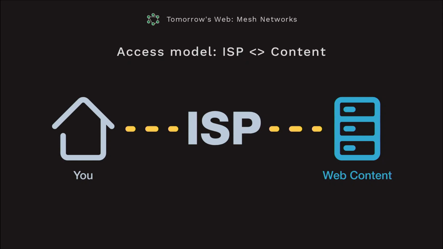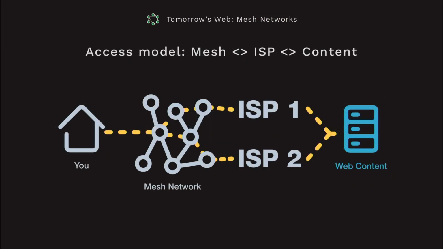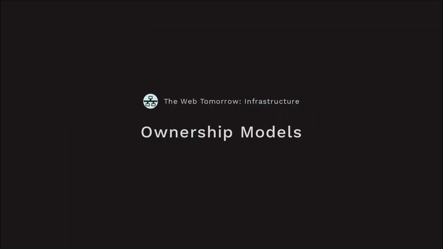This is an oversimplified model of how we access the internet today. We connect to an ISP, and in turn, they connect us to a content provider. What would it look like with a mesh network? Well, this is just one option. Using a mesh network, only a few computers require an internet connection, and all of its members can still access content. With these ideas in mind, let's talk about infrastructure in tomorrow's web.